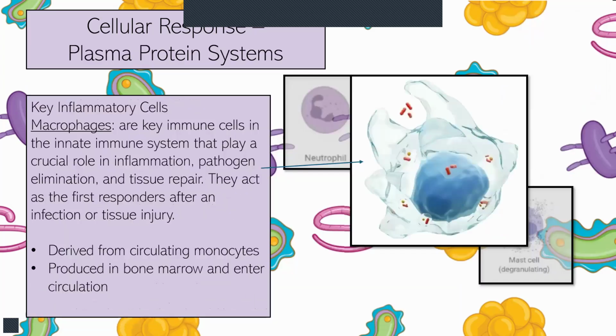Macrophages are key immune cells in the innate immune system that play a crucial role in inflammation, pathogen elimination, and tissue repair. They're derived from circulating monocytes, which are produced in the bone marrow, from where they enter circulation.